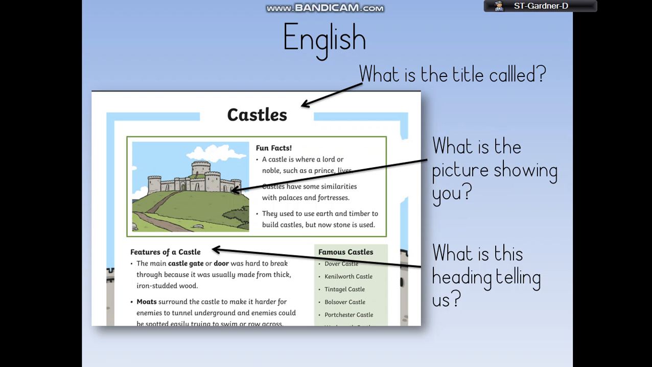And we can also see a picture. What's the picture showing you at the moment? Okay? You can see there's lots of fun facts scattered alongside the picture, and that can help us with our understanding too. So when it says here in the features of the castle, the main castle gate or door, we can look at the picture here and we can see there's the gate and there's the castle door, okay? And as we read on, we will see lots more that make a link there as well, okay?